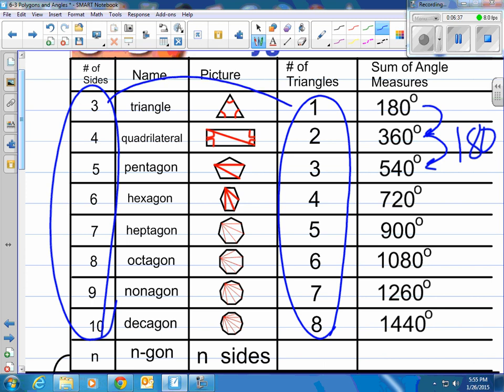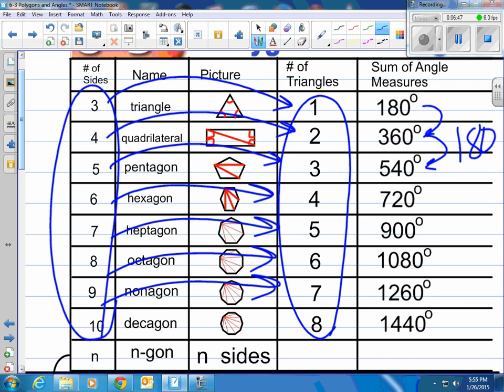Now that you're looking at it, do you see when we have 3 sides, we need 1 triangle. We have 4 sides, we need 2. 5, 3, 6, 4, 7, 5, 8, 6, 9, 7, and 10, 8. Do you notice that it goes down by 2? And then what do we do with that right there? Don't we take this, and, oh, we multiplied it by 180. Yeah, that's right. That's all we really did.